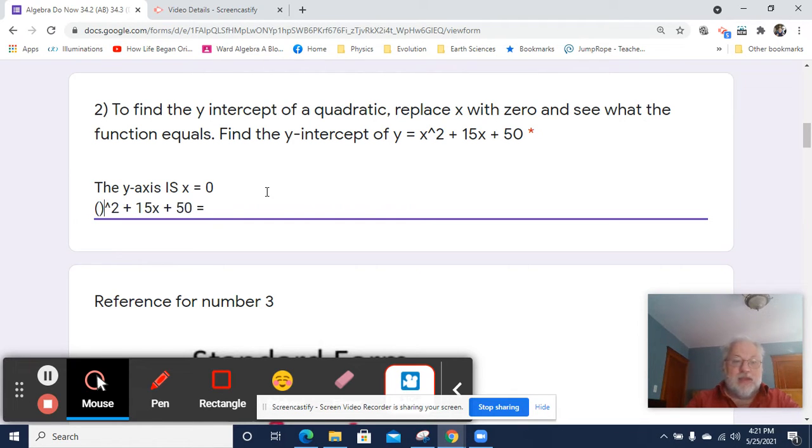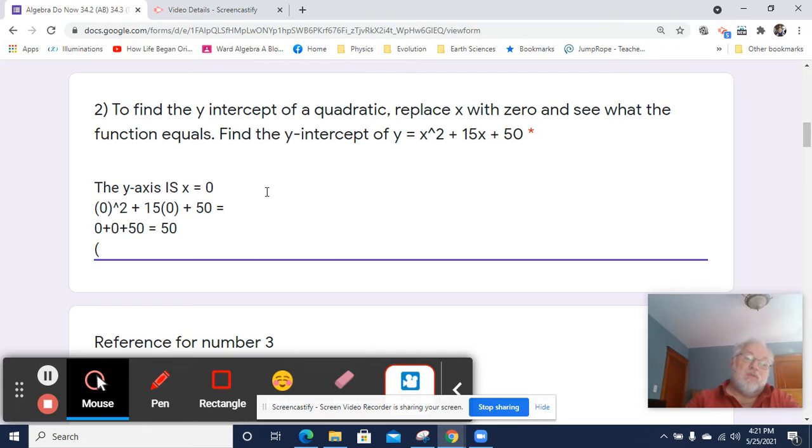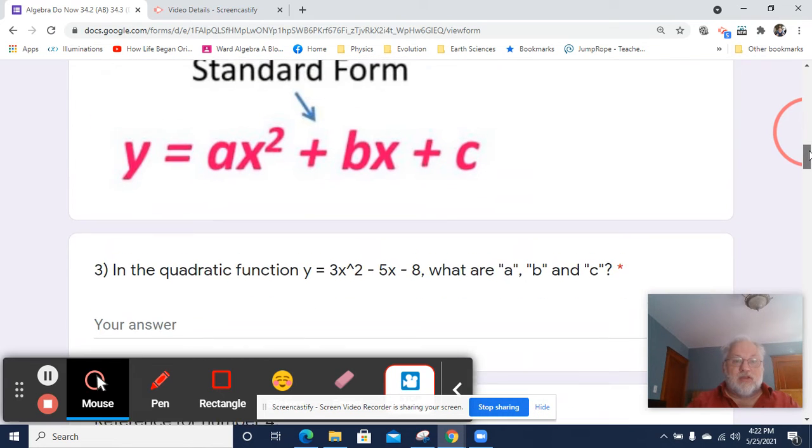So that's going to be a 0 where it goes in the parentheses, and the x here becomes a 0 as well. So now I've got 0 squared plus 15 times 0 plus 50. So that's just 0 plus 0 plus 50. And that's going to be 50, because nothing plus 50 is 50. And our y-intercept is going to be 0, comma, 50. Remember, x comes first, and x is 0. Y comes second.